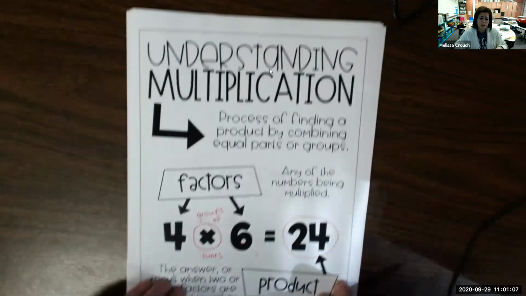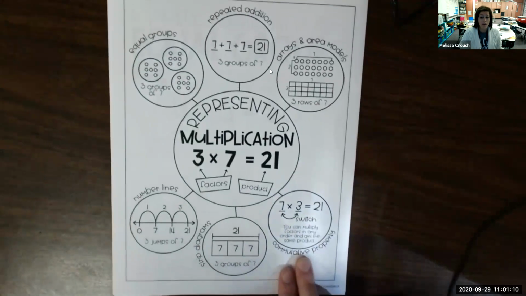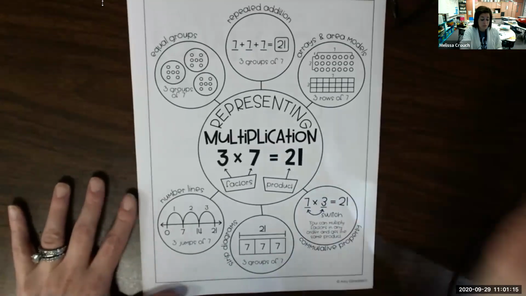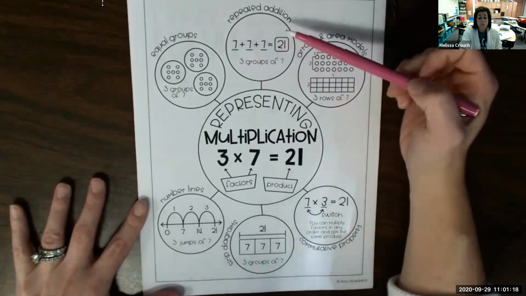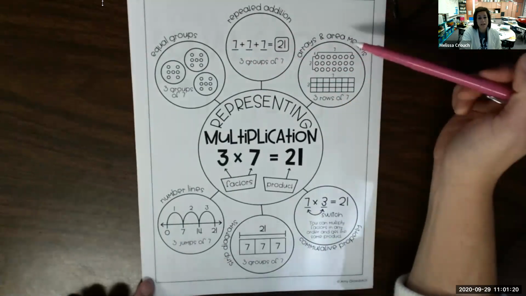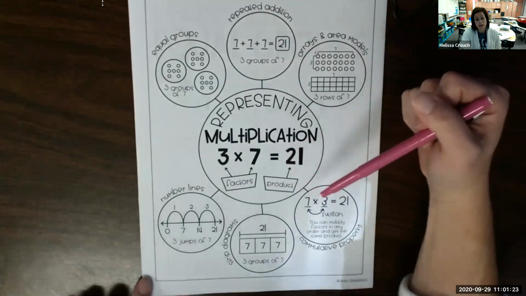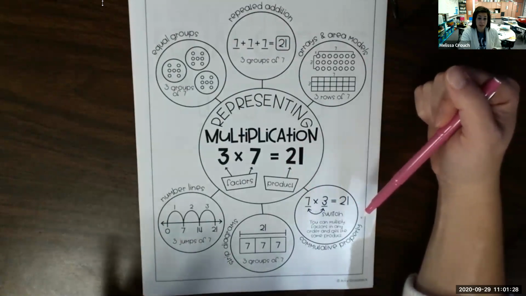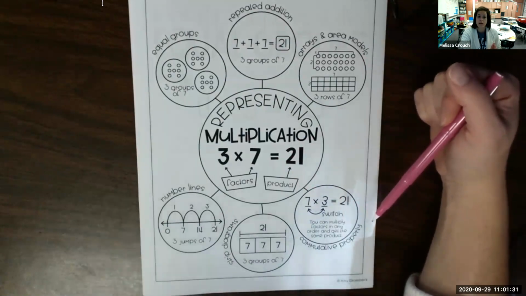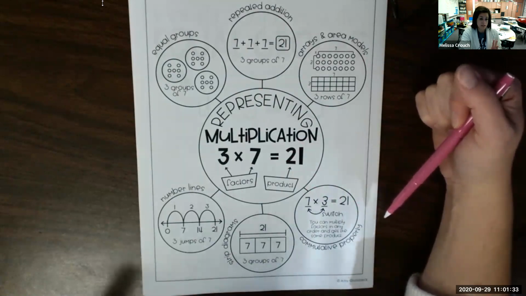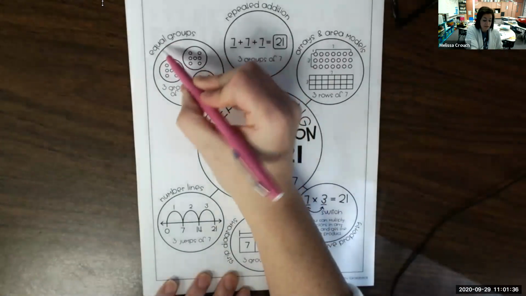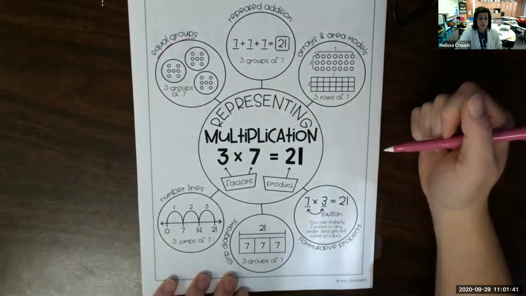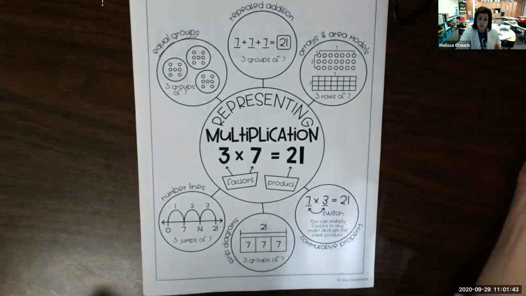So there are so many ways to find an answer or to represent multiplication. You can represent it with equal groups, repeated addition, arrays and area models, number lines, strip diagrams, and the commutative property, which is just flipping them. This anchor chart alone can get very overwhelming, so we're just going to start piece by piece. Today we're going to start with equal groups, okay? I'm going to show you a strategy, and then you're going to go and try it.